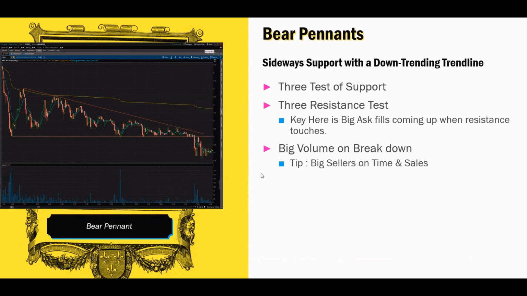This is more of what you're going to see commonly. You're going to see a lot of bear pennants, and bear pennants have that solid support line. You can clearly see this support line. It touches it multiple times down here. The support is one key line there.